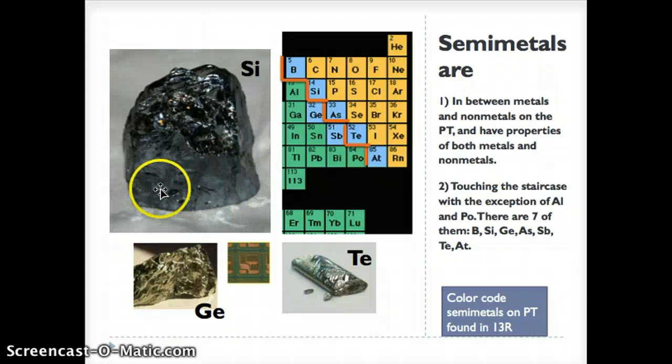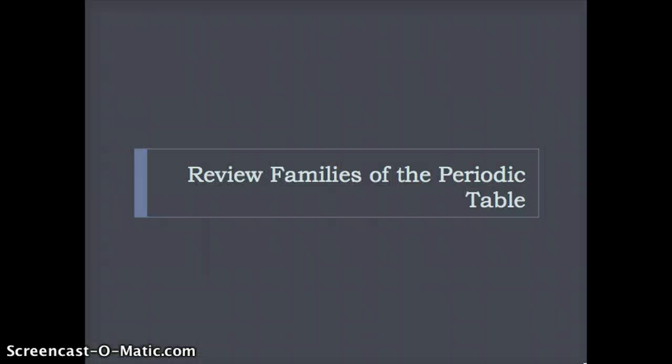Now, semi-metals are found right in between the metals and the non-metals, and you were asked to draw this little ladder on the periodic table found in 13R. All the elements touching the ladder, with the exception of aluminum and polonium, are your semi-metals. So they have properties that are found in between metals and non-metals. They're okay conductors of electricity, but they're not good at it. They're like in between. So that's why they're called semi-metals or metalloids. It's another name for semi-metals.